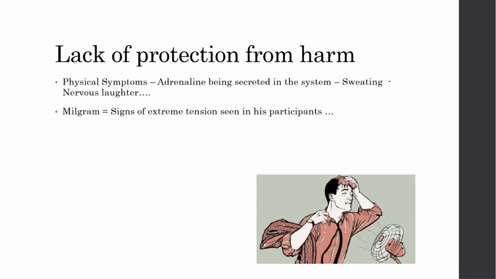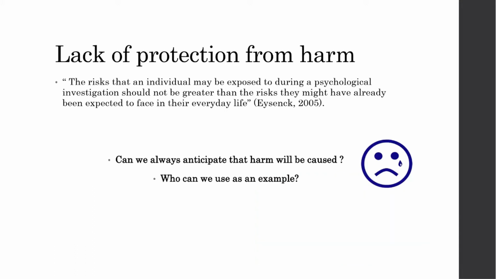Now, Eysenck in 2005 writes the following. The risk that an individual may be exposed to during a psychological investigation should not be greater than the risk they might have already been expected to face in their everyday life. The questions that we pose here: can we always anticipate the harm that will be caused, and who can we use as an example here?